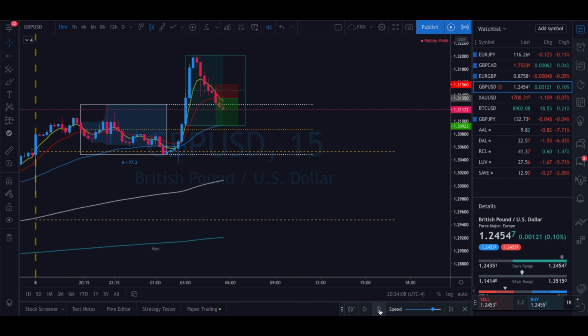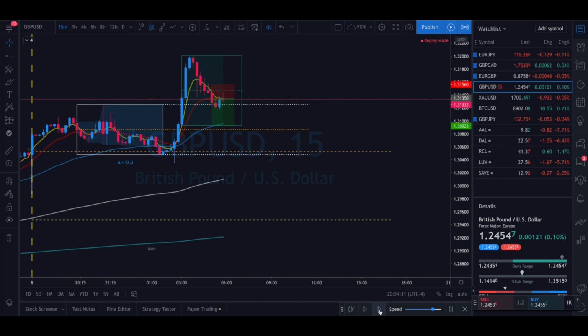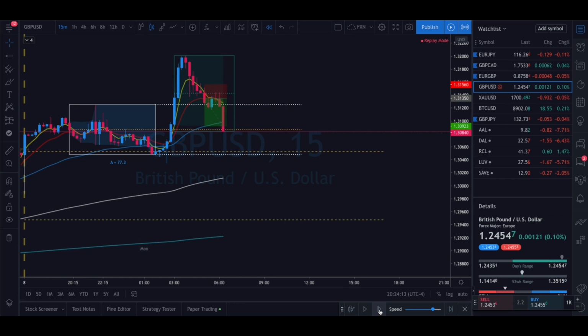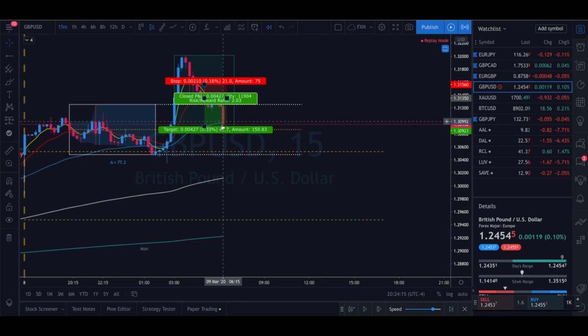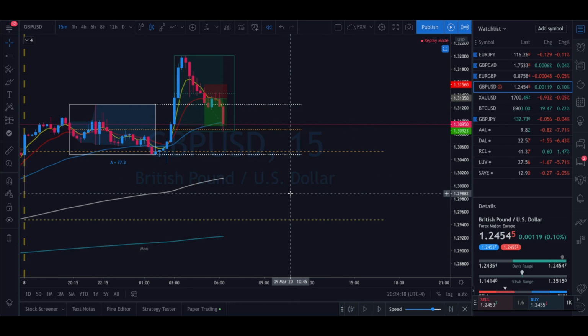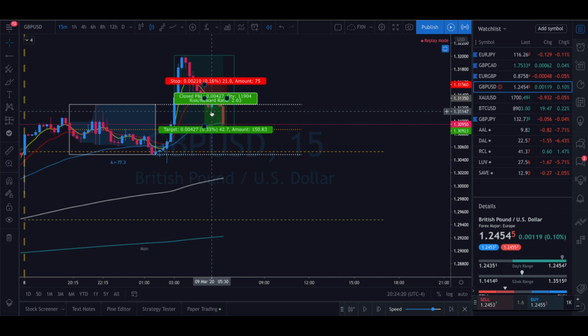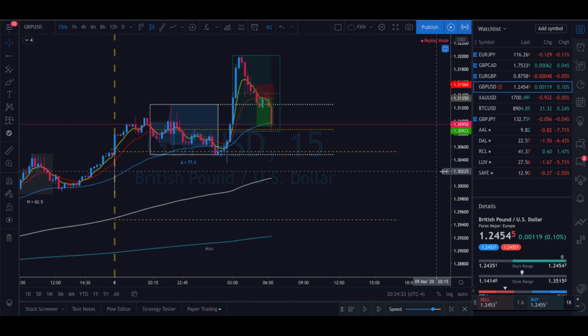So let's see what would have happened here if you took that trade. If you took that trade there, you would have gotten basically 42 pips on that particular trade, like that. All right, so that's just one trade.